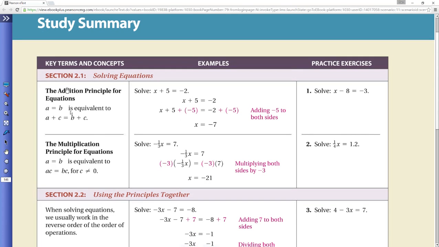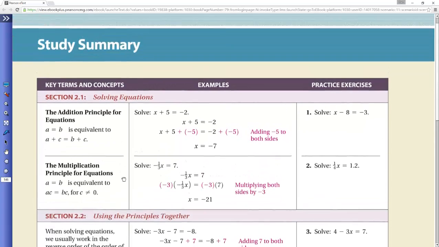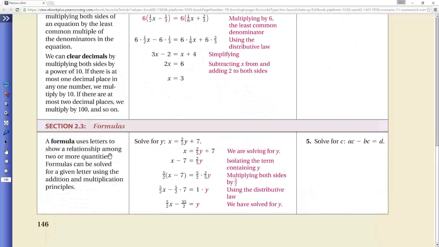And then these study summaries are really good. In fact, before you take the quizzes on these chapters, I recommend that you go to the end of the chapter to the study summary. It goes through every section, probably a little more detail in some cases than I actually did here.